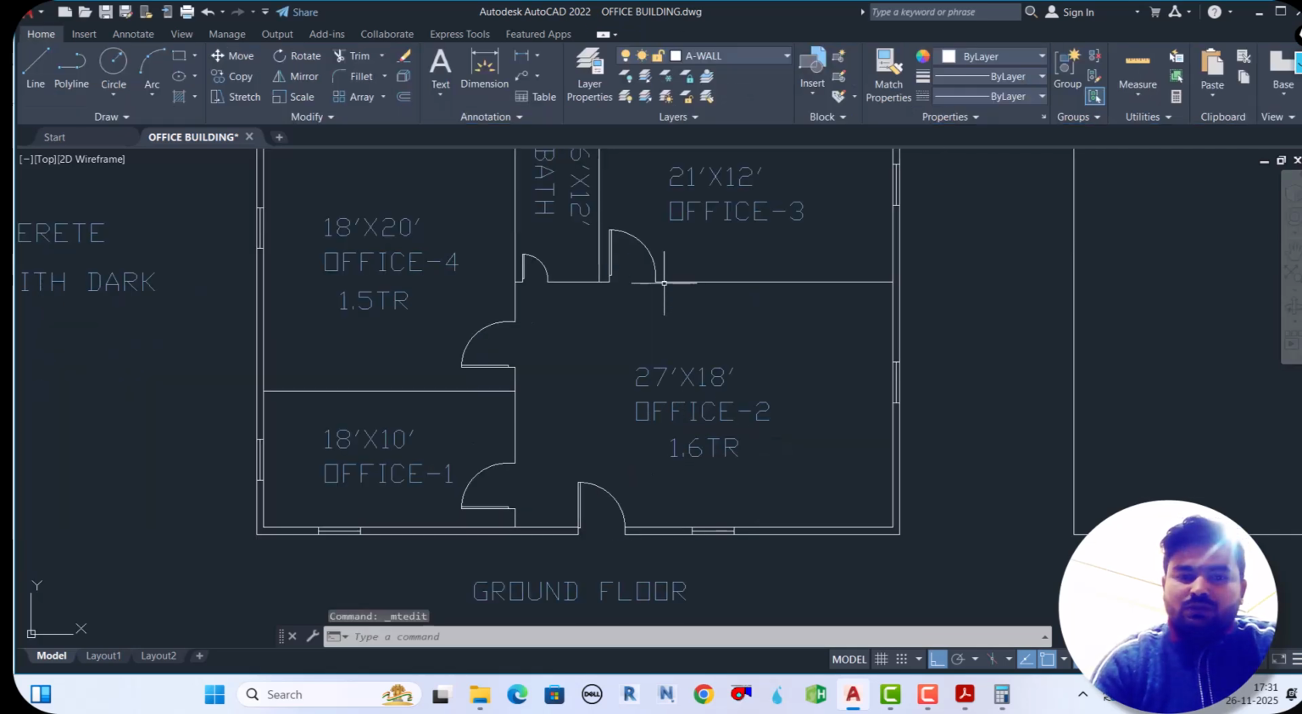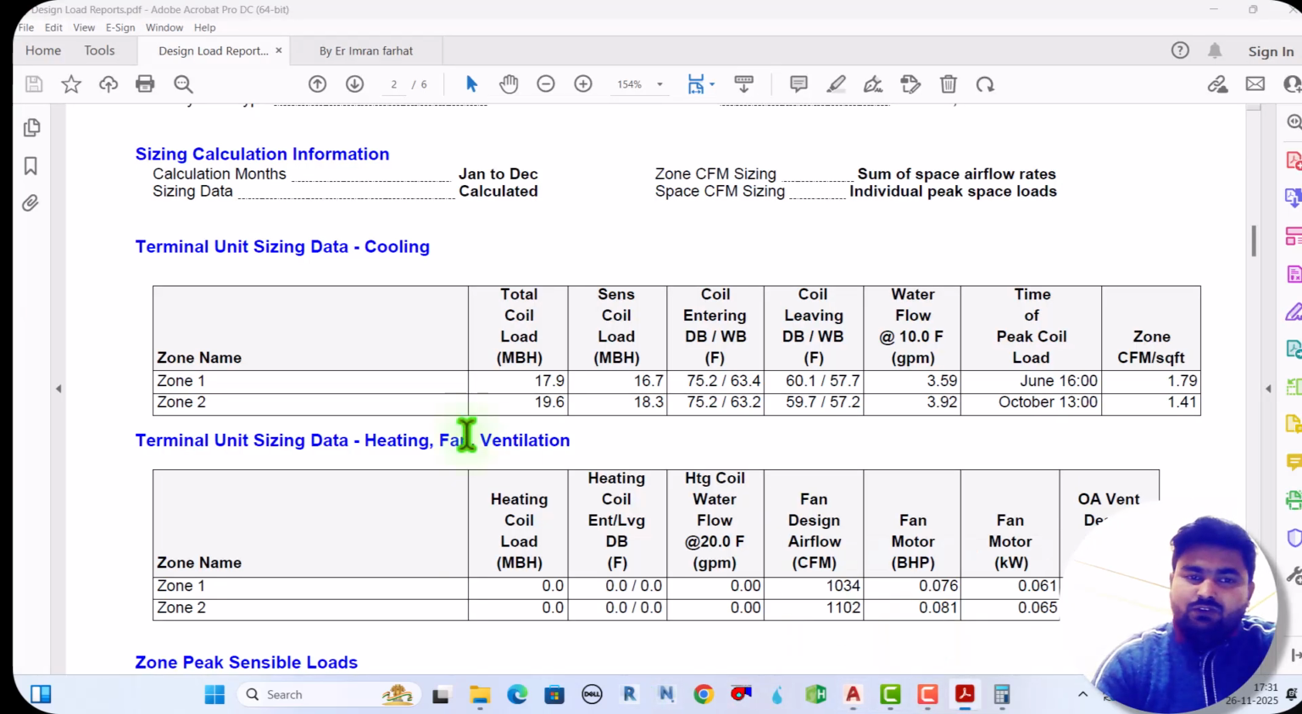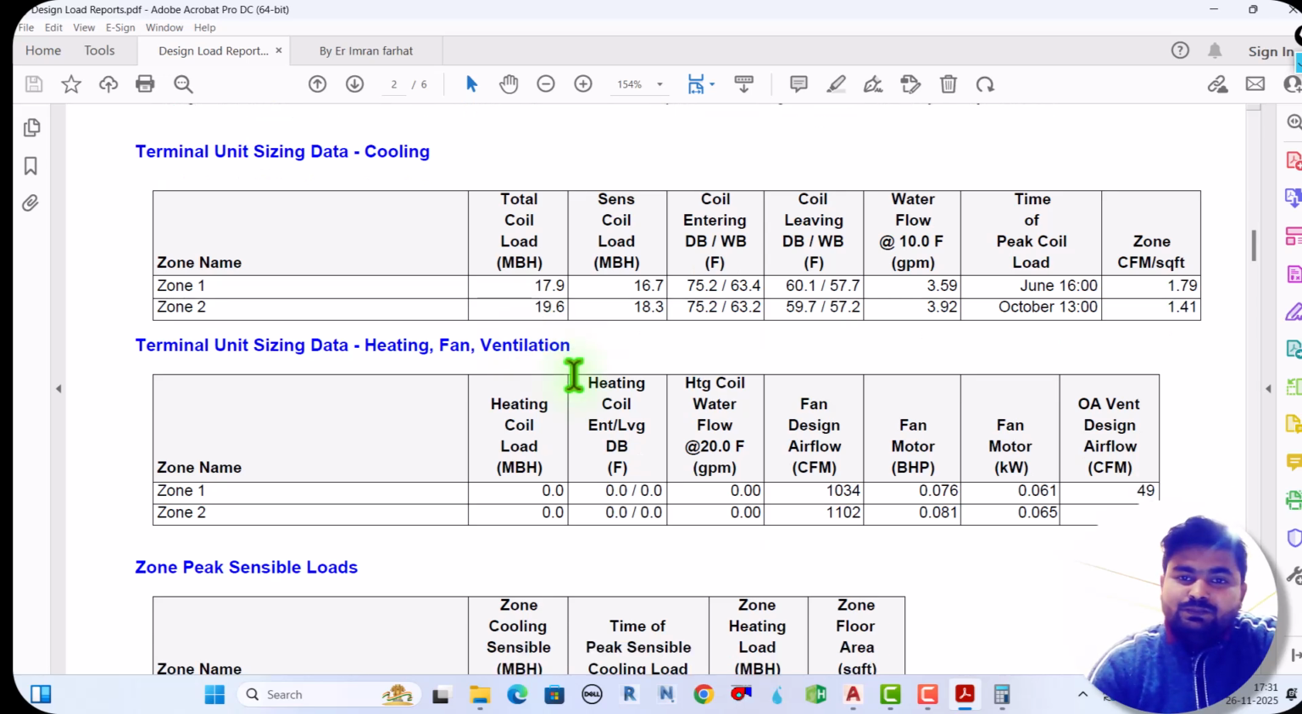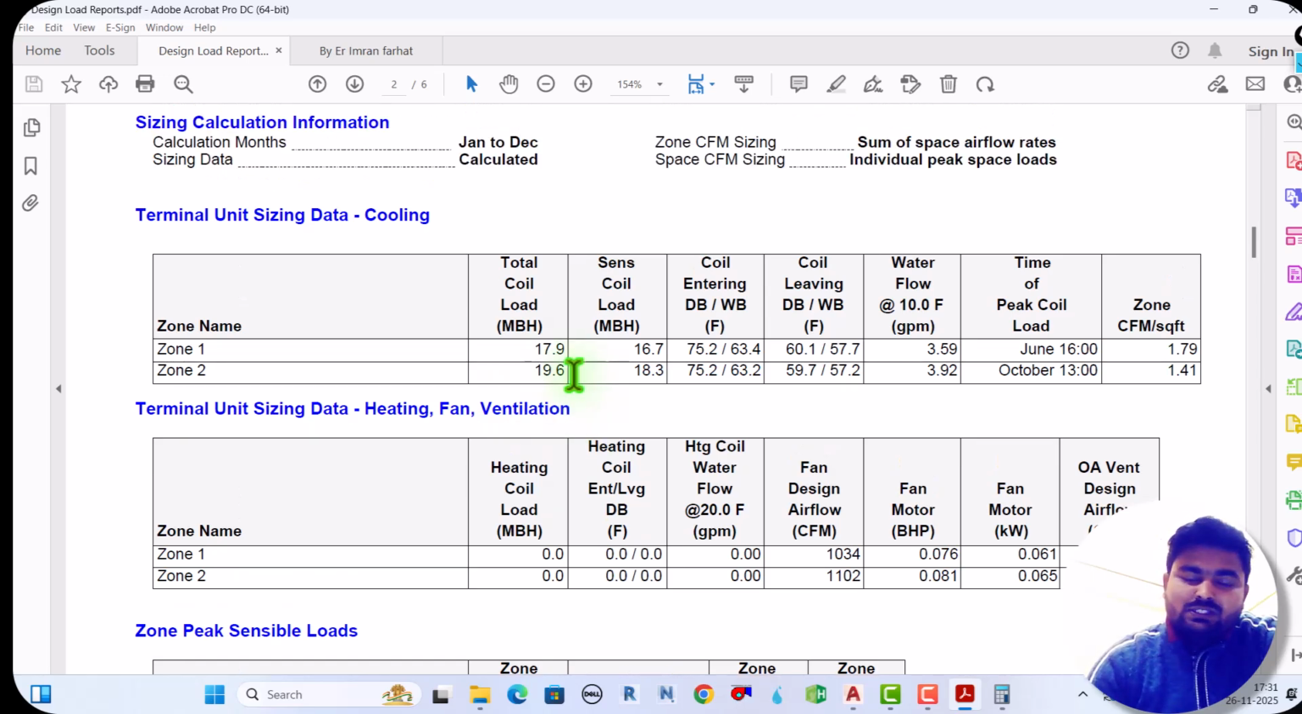So zone 1 and zone 2, these are the two data we need from the HAP report, right? I am talking about selecting the machine. Okay, what about the air terminal size? Because after generating the report, first we have to select the air terminal, which is my lecture.